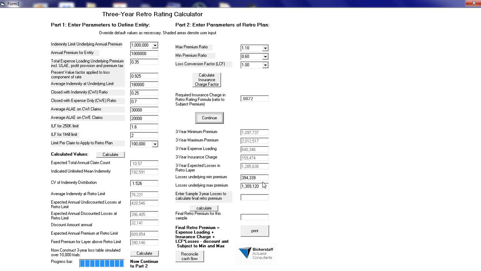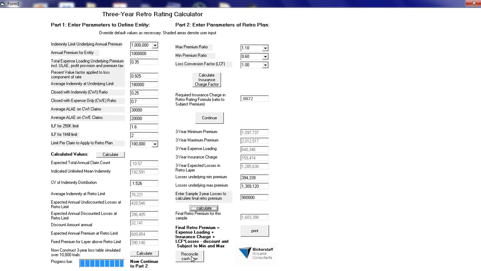So if your losses are anywhere in between these two numbers, basically you're paying for your own losses, plus the insurance charge. So let's put in an example here. Let's say that this particular sample, we had $900,000 of losses during this 3-year period, in which case the final premium, working through this formula, would be $1.6 million, which is in between the minimum and the maximum, so that is the final retro premium.